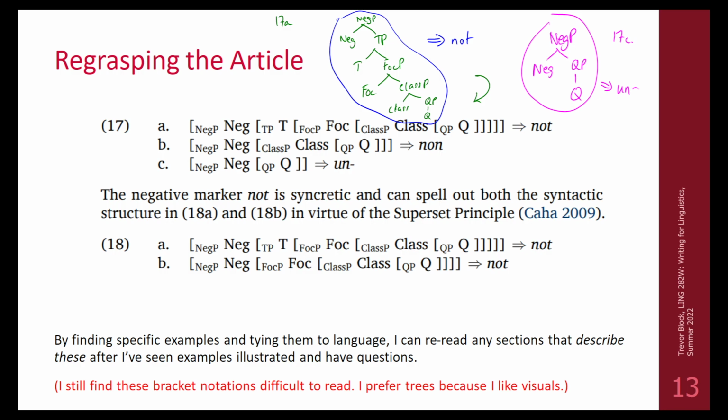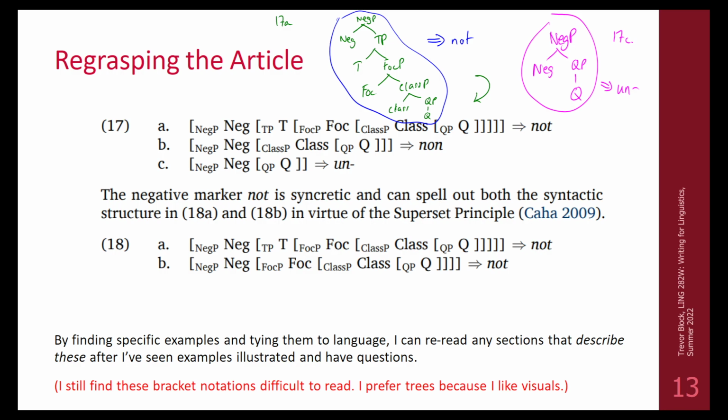So this is what they're trying to illustrate here. Now, on first read, it's a lot to think about with these trees, so really I'm just looking at whatever there is. What do we get? If there's neg, t, folk, class, and q, we get not. If there's neg, class, and q, we get non. If there's neg q, we get un. And that actually relates back to section 3.2.